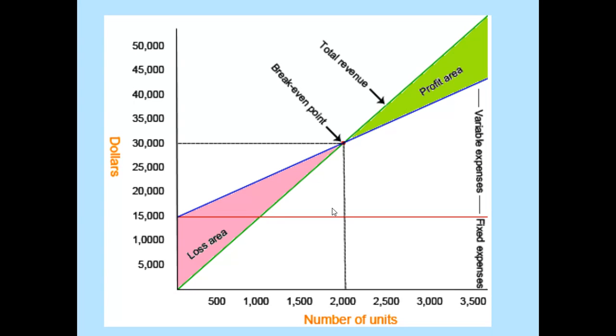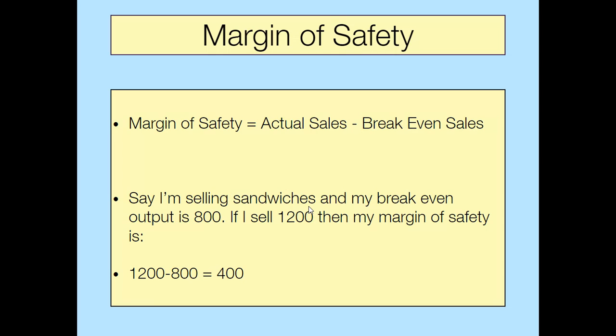Now, final thing, the margin of safety. The margin of safety is a concept that is super easy, and again, you just have to memorize it. It is simply the difference in units between the actual output that we sell and the break-even output. This is the formula that you need to remember: margin of safety is actual sales minus break-even sales, and you'll get your answer.